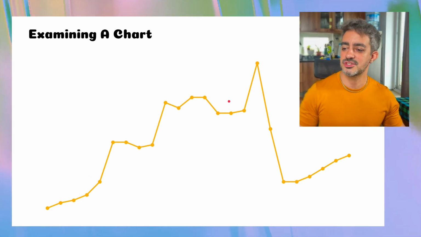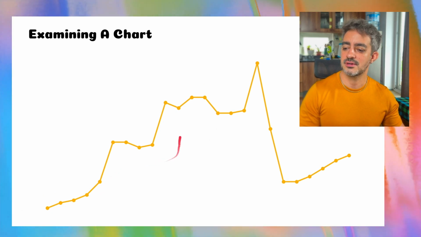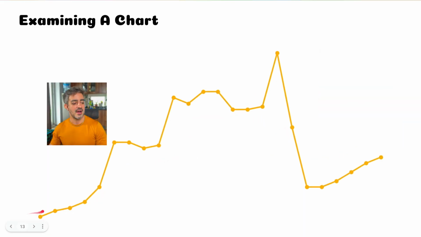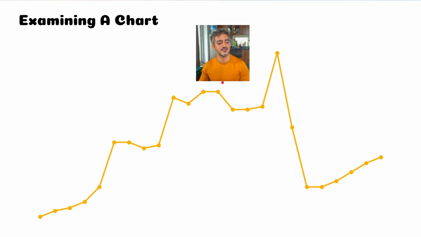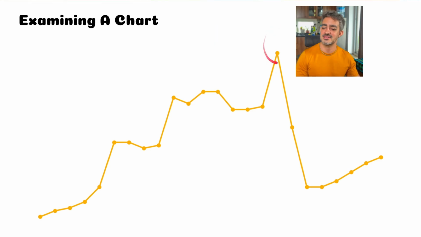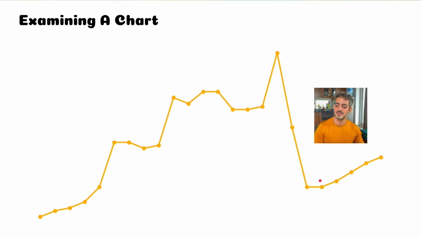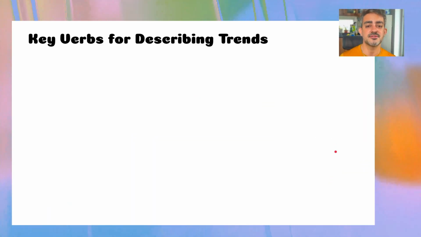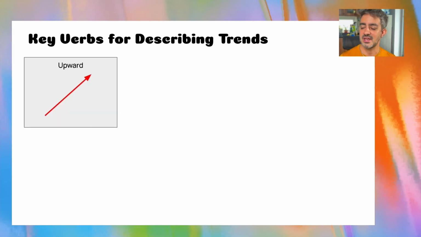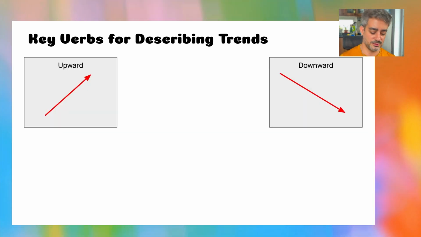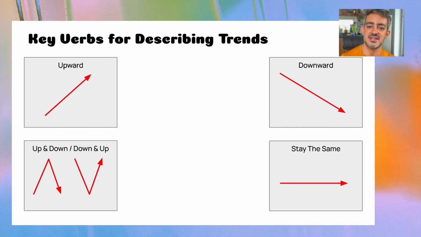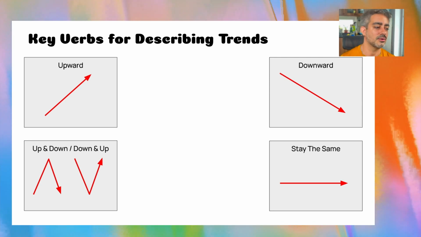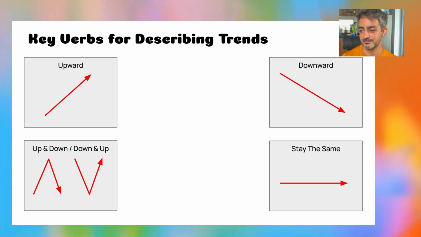We need these to show how this chart is moving from left to right. I see, for example, that it's going up, then it's going down, up, down, over, down, up. A peak is here, and then it drops and rises again. So there are 4 types of movements that we see. We see upward movement, we see downward movement, we see up and down or down and up movement, and we see times when there is no or very little movement.